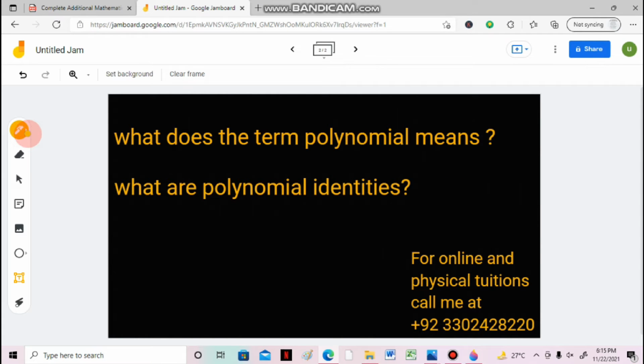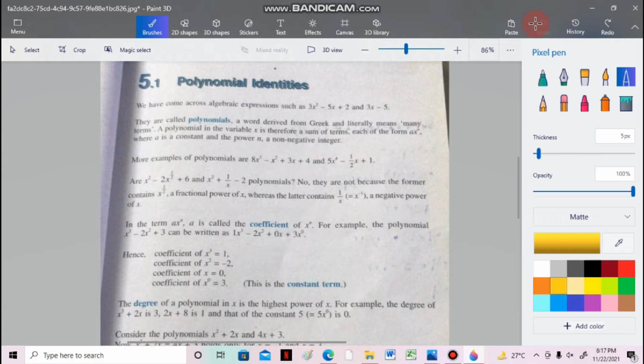So today in this video we will study what the term polynomial means. We will also be looking at what polynomial identities are. Okay, so let's start. Over here they are saying we have come across algebraic expressions such as 3x squared minus 5x plus 2 and 3x minus 5. Expressions like these are called polynomials, a word derived from Greek that literally means many terms. So now we know that the term polynomial is derived from Greek and it literally means many terms.